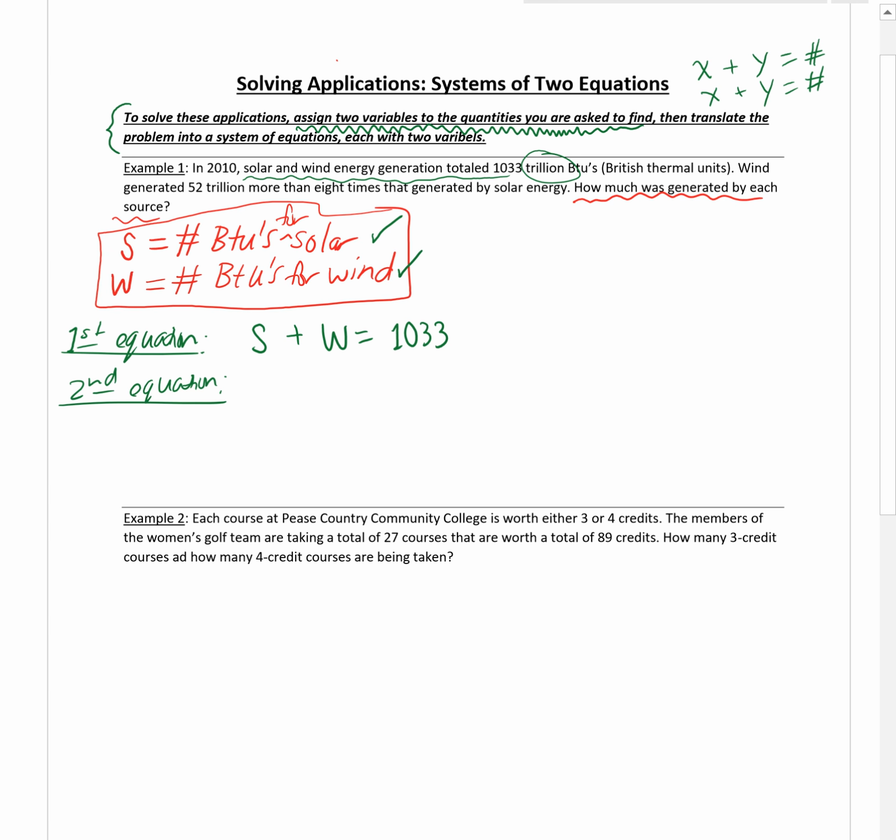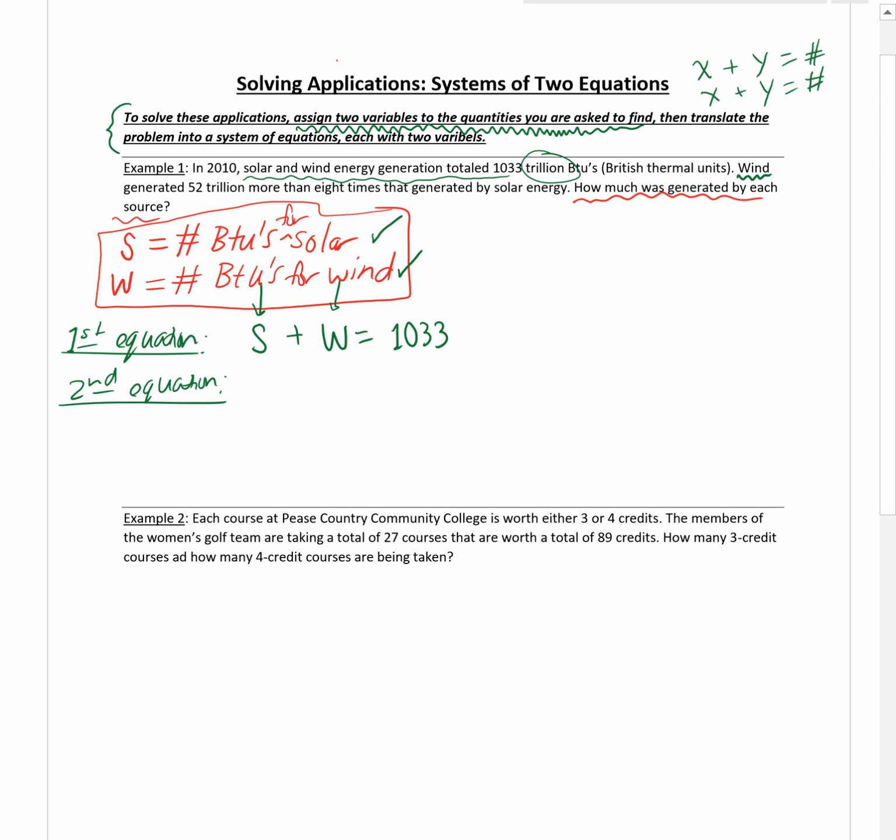I think that makes sense because we generated S, number of BTUs of solar, and W, number of BTUs of wind. When you add them together, you should get 1,033. So that's the first equation. I think the second sentence that they told us will give us another equation.